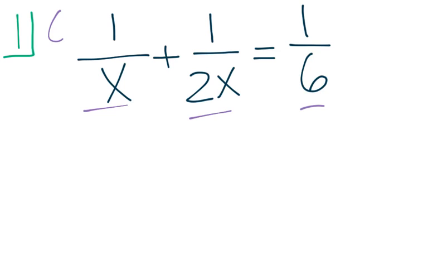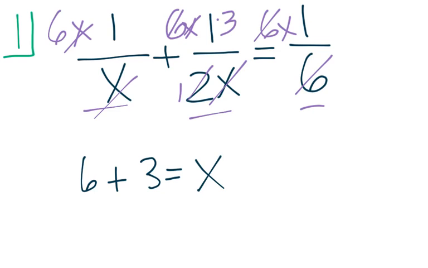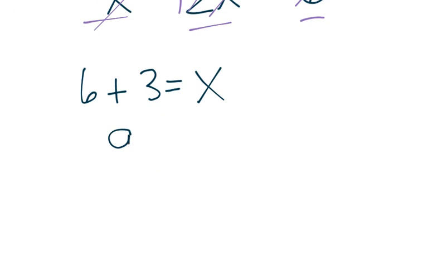So we are going to multiply this by 6x, this by 6x, and this by 6x. Now we can cancel out top and bottom. So this x and this x cancel out. This x and this x cancel out. And 6 divided by 2 is 3. And this 6 and this 6 cancel out. So now we can say 6 plus 1 times 3, which is 3, equals x. What we end up with is 9 equals x, or x equals 9, and this is our answer.